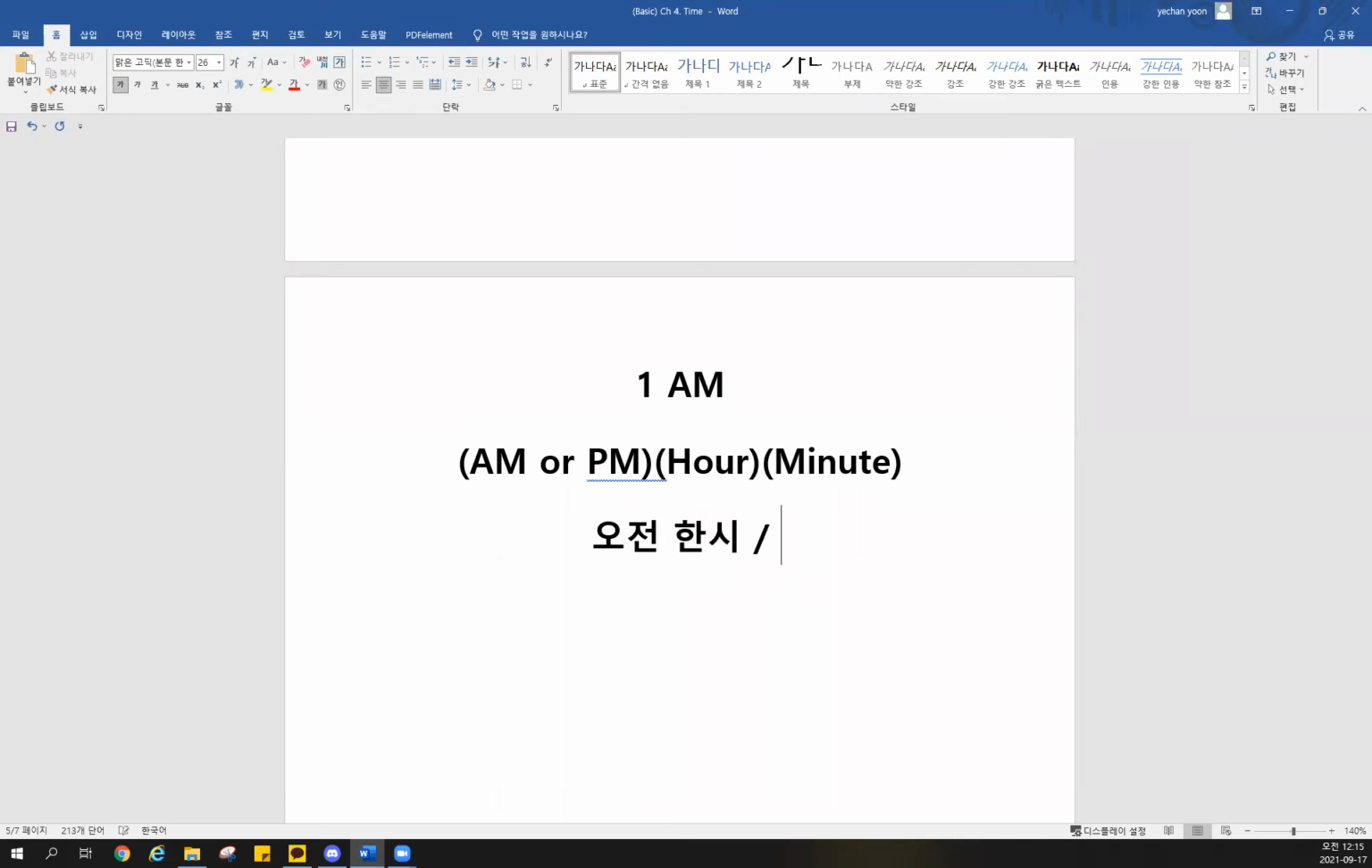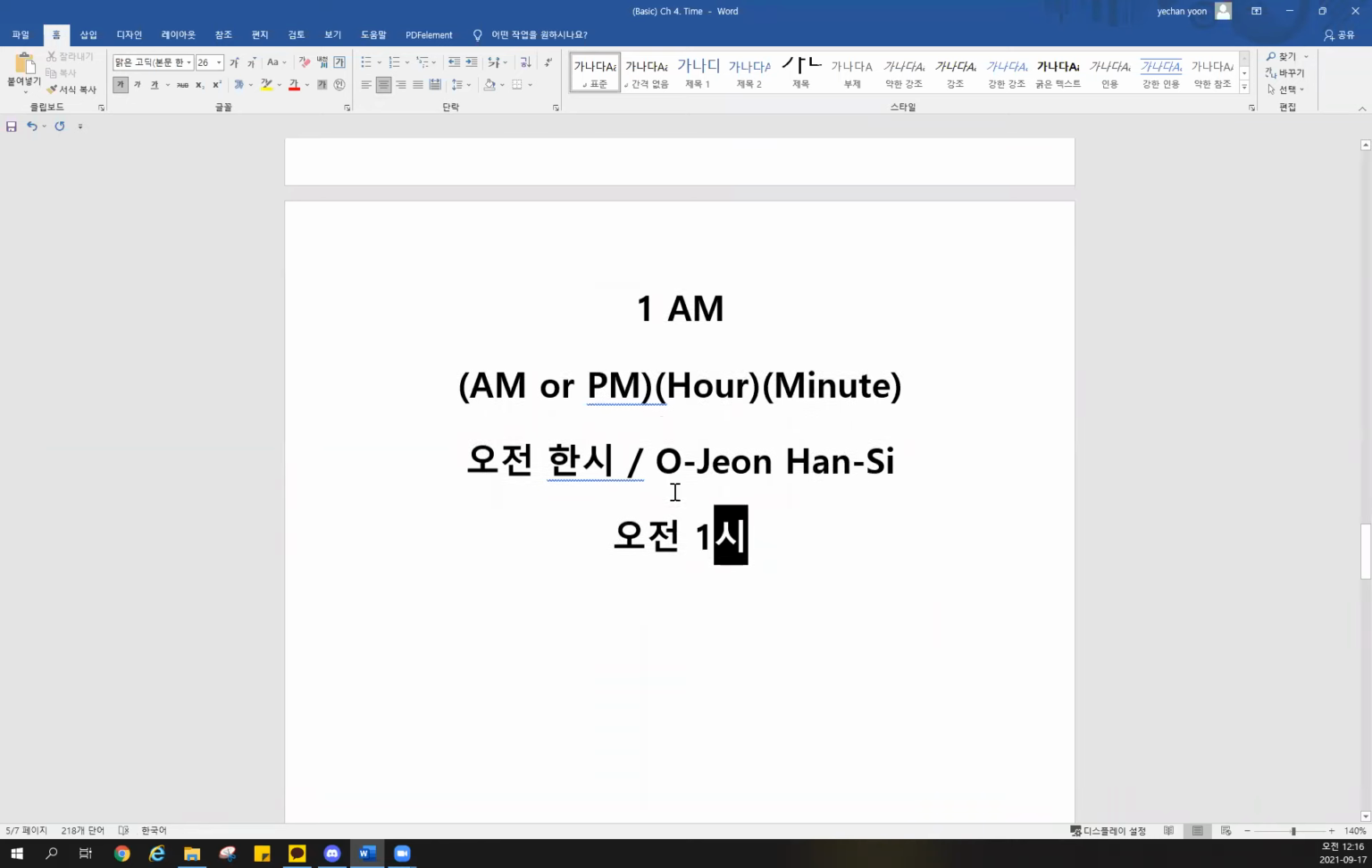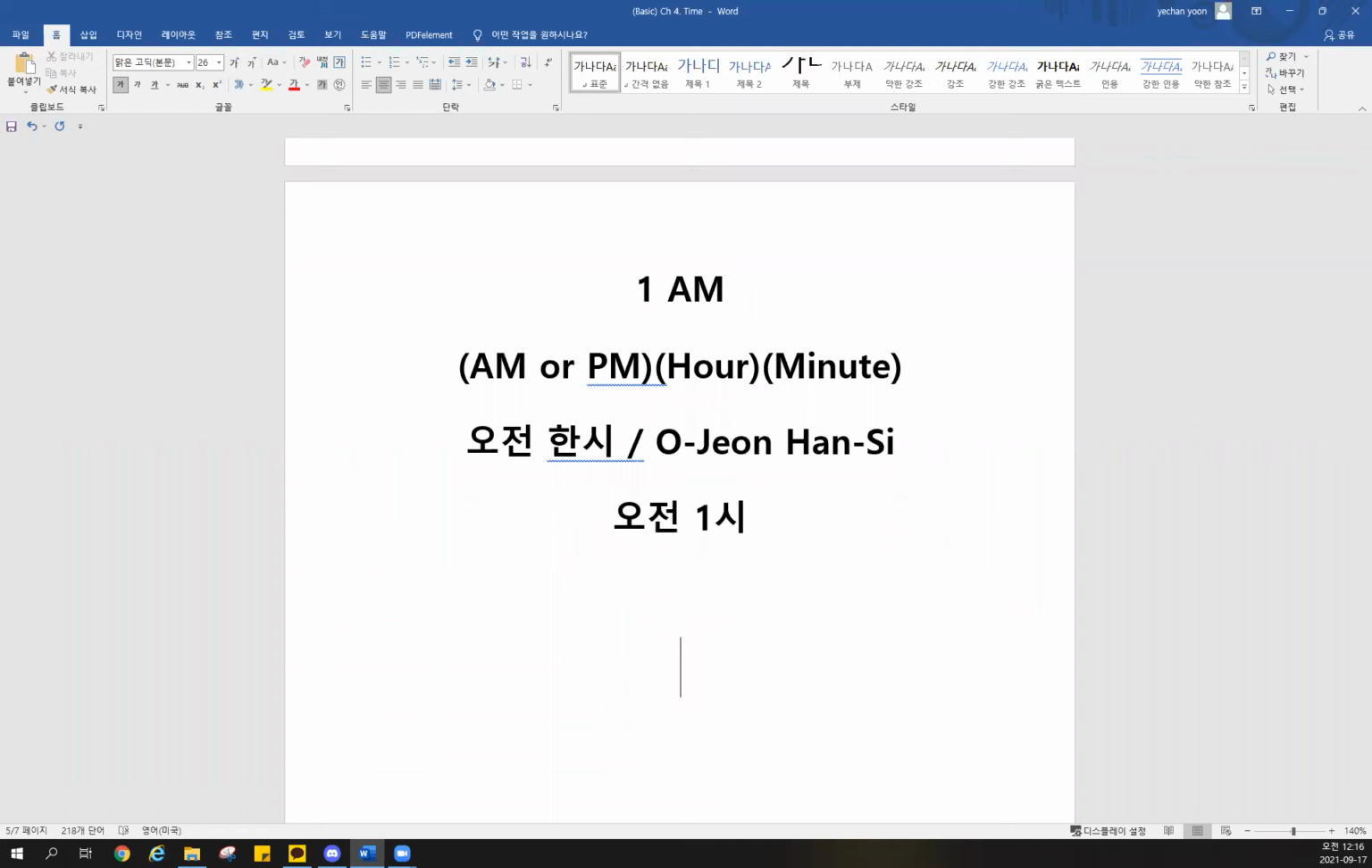So it's going to be 오전 1시. Okay, then how can you write it down? Simple, 오전, and just the number and counting word. That's all. This is how you can write it down. Okay, 오전 1시 is the reading version, but if you need to write it down, you need to use this one. Okay, all right, impressive.